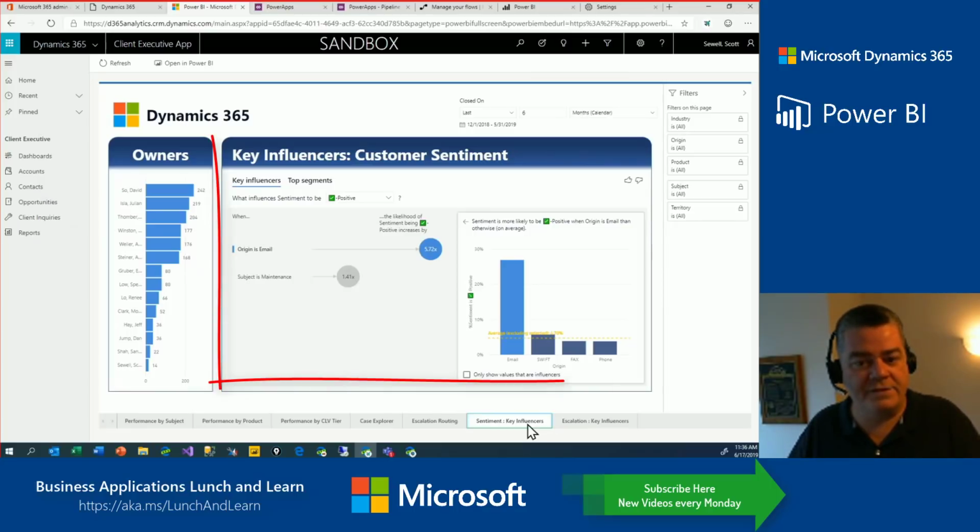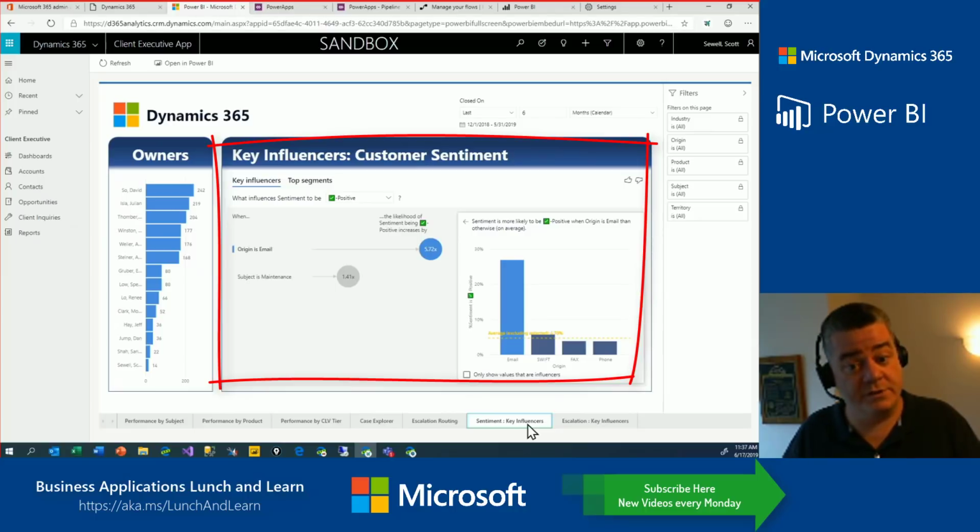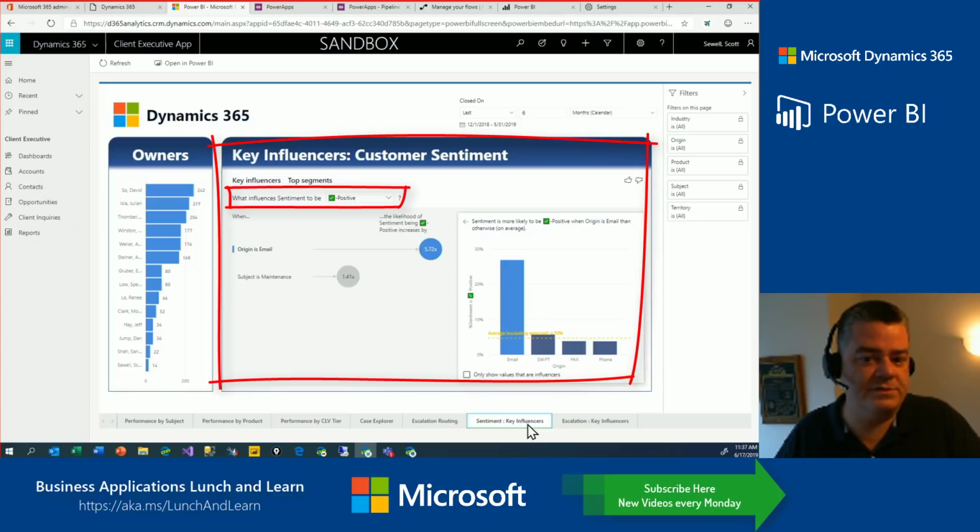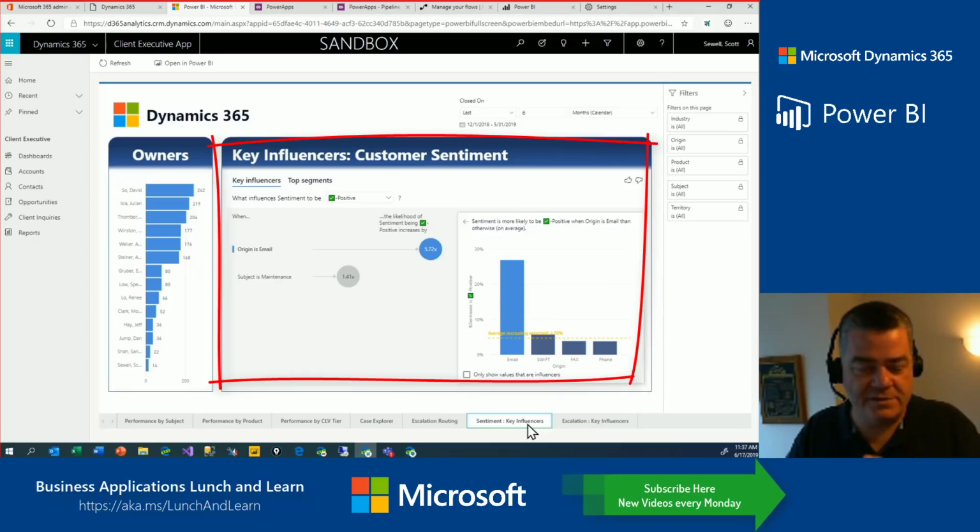But in the middle, I have this key influencers visualization that's focused on customer sentiment score. And I'm asking the question, what influences the sentiment to be positive overall? This is a really cool visualization built into Power BI that brings forward a lot of AI that's working on top of the Dynamics data to understand what are the regressions, what are the pieces that say this is the factor that leads to positive sentiment.